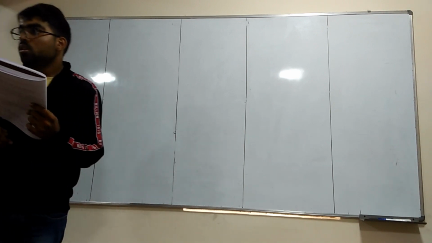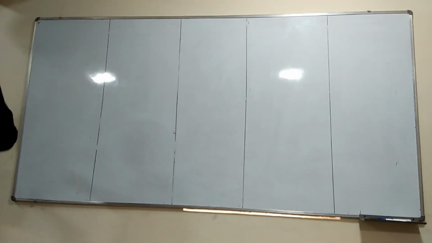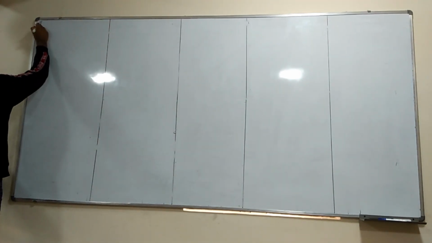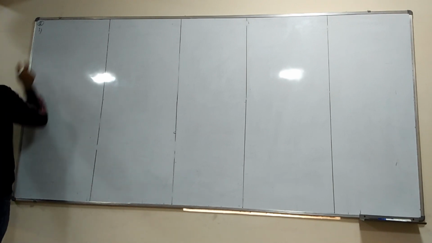Represent the following situation in the form of quadratic equation. They have just asked us to represent. They are not asking us to solve. Okay? Sub question number 1. The area of a rectangular plot is 528 meters square. The length of the plot in meter is 1 more than twice its breadth. We need to find the length and breadth of the plot. Okay? So let the breadth of the plot be x.